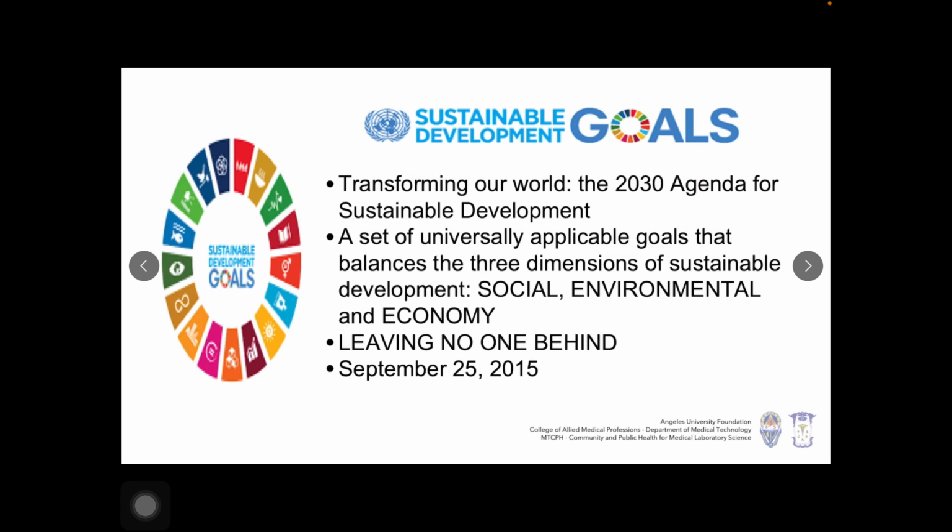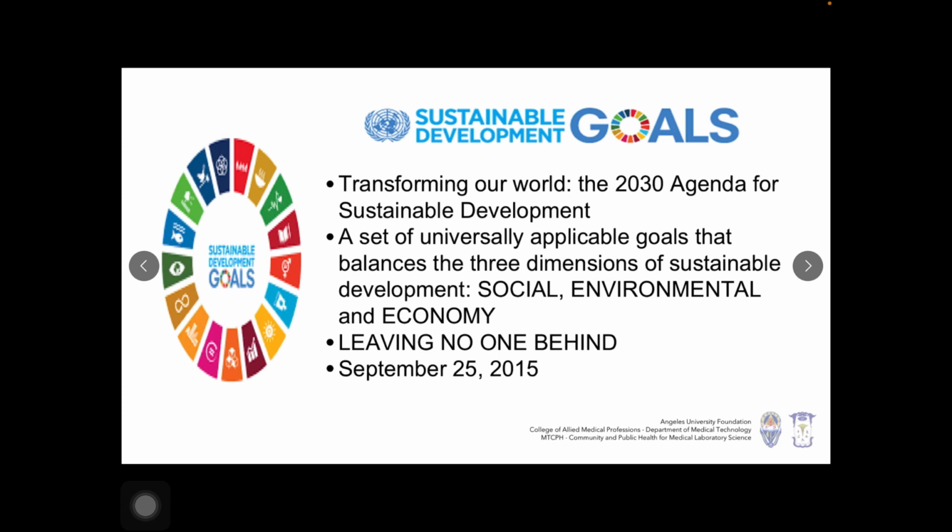They are ambitious in making sure that no one is left behind, and more importantly, they involve us all to build a more sustainable, safer, more prosperous planet for all humanity. So the SDGs are officially known as Transforming Our World, the 2030 Agenda for Sustainable Development. These are also universal goals that balance the three dimensions of sustainable development, which are social, environmental, and economic.